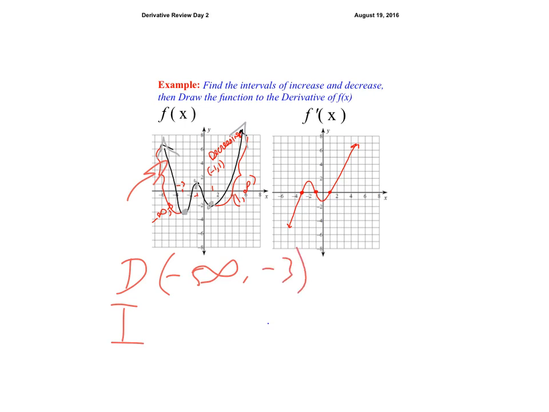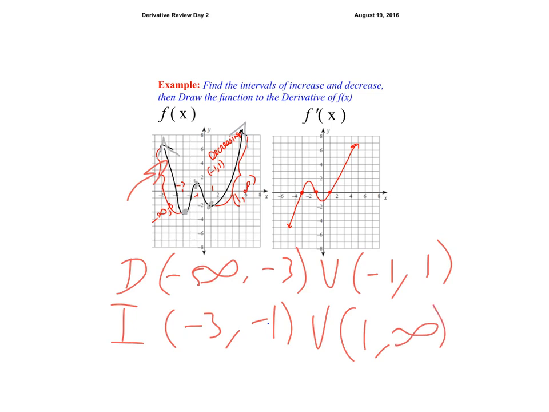Do we have any other decreasing negative slopes? We sure do. From negative 1 to, man, this is such a hard thing to read. That's too much writing. I'm guessing that's 1. And then, where else do we have negative? That's it. And then increasing, we have negative 3 to negative 1. And then from 1 to infinity.